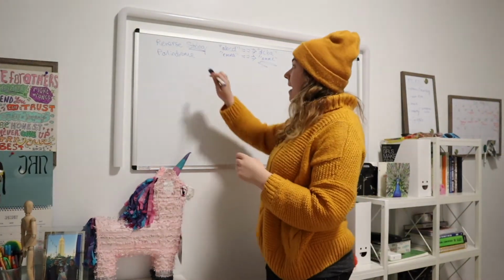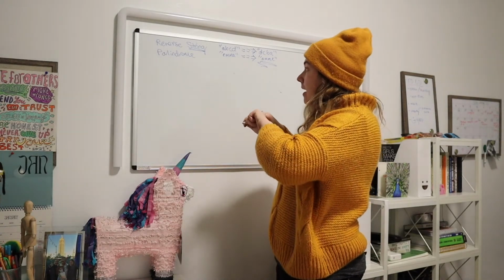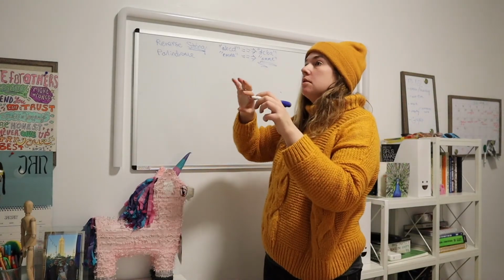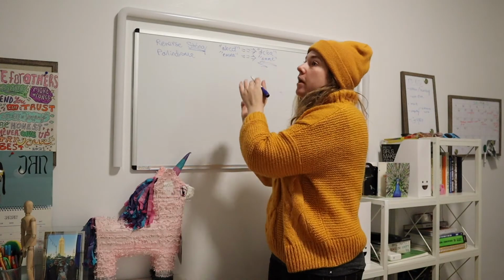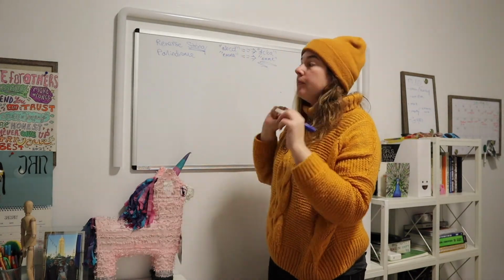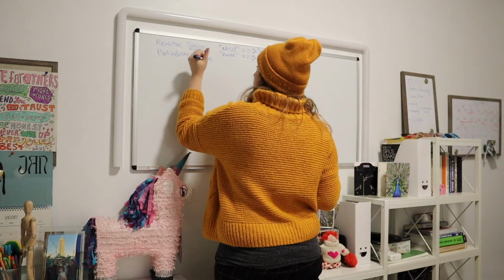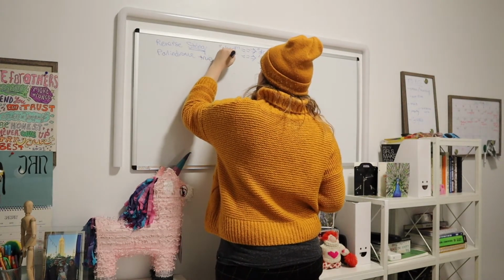Okay, so for palindrome, I don't know if I said this before, but a palindrome is a string whose reverse is the same as it is forwards. So like ABBA is a palindrome. And if it's a palindrome, we want to return true. And if it's not, we want to return false.